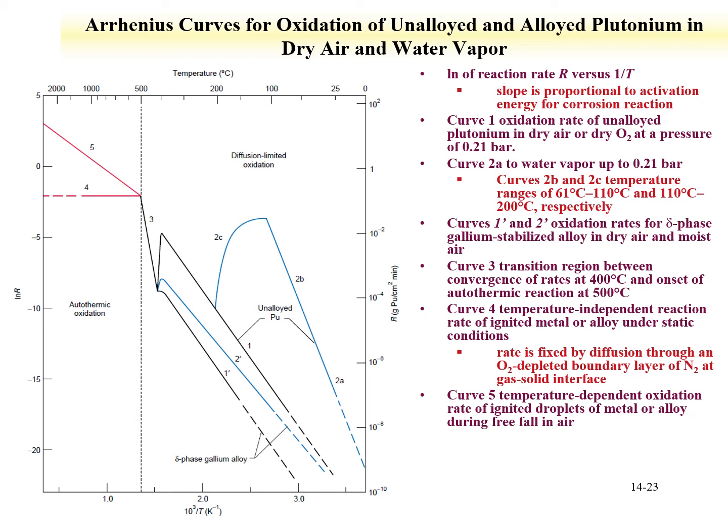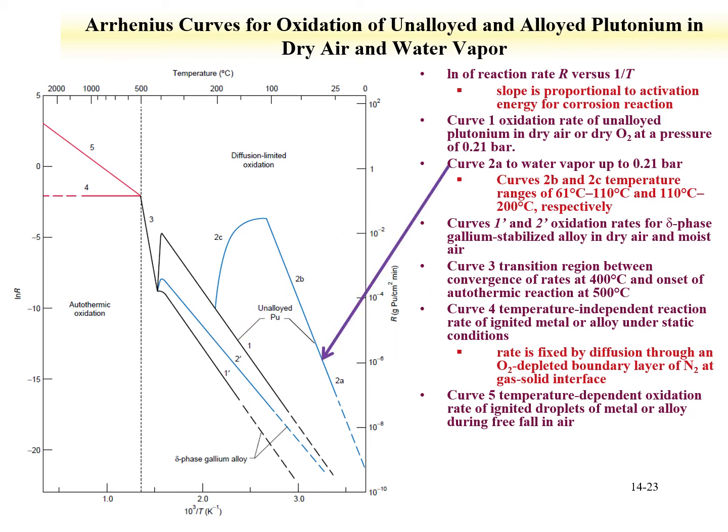As we see here, this layer is involved in the kinetics of the formation of this oxide. The oxidation kinetics of plutonium metal and alloys have been examined in a number of conditions, primarily dry air and water vapor. The data shown here, and what we have is the log of the reaction rate R versus 1 over T. So the slope of these is proportional to the activation energy for the corrosion reaction. Curve 1, shown here, this is just the oxidation rate of unalloyed plutonium in dry air or dry dioxygen at atmospheric pressure. We see that this overall rate is between these values here and these values here.